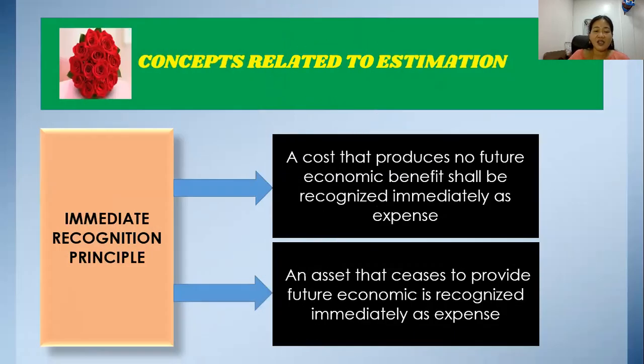Then we have the immediate recognition principle. A cost that produces no future economic benefit shall be recognized immediately as expense, like insurance expense, interest expense. There's no future benefit because they're incurred already, so it has to be recognized immediately. An asset that ceases to provide future economic benefit is recognized immediately as expense, like accounts receivable. If it cannot be collected, then it has to be recognized outright as a loss. So we have to provide for doubtful accounts.